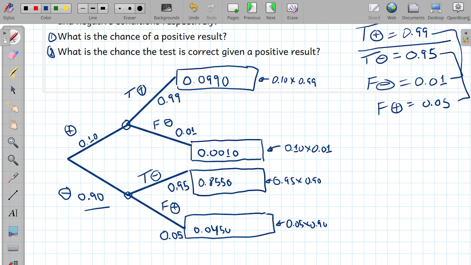Now, the way to check this doesn't guarantee you got it right. I mean, multiple mistakes can happen, but everything here should add up to 100%. So let's check that. So we got 0.855 plus 0.045 plus 0.001 and 0.0990, and I get exactly 1, so we know we're reasonably correct. Sums to 1. Correct. Okay. So this is all the work we have to do to prepare to answer the question.